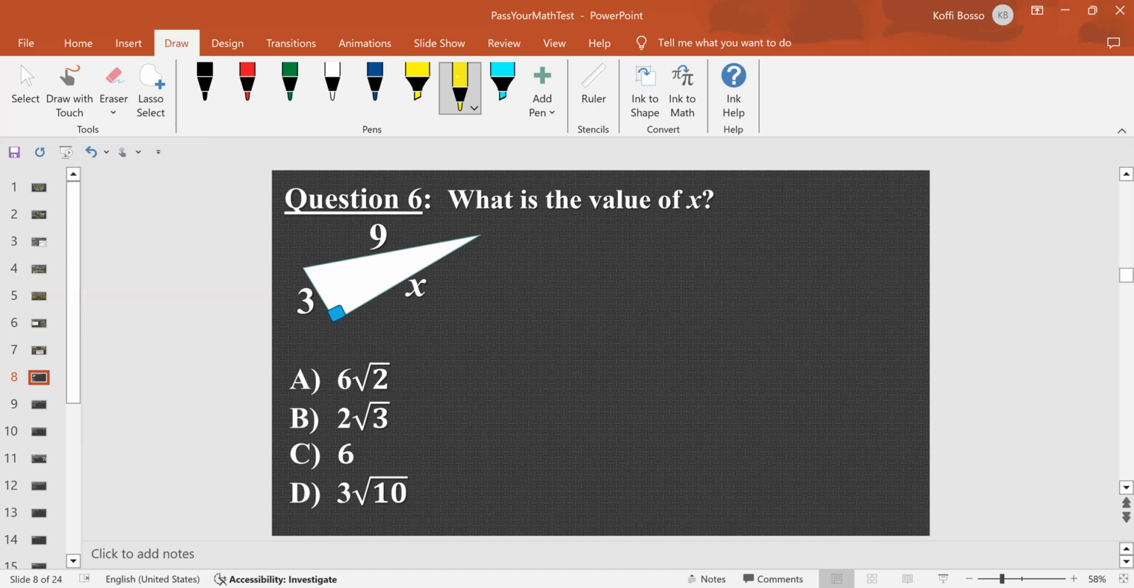So it's very important. Now, we have a right triangle. How will we know that it's a right triangle? Because of this little blue square here. We have a little blue square here, so we have a right triangle. And because we have a right triangle, we can use the Pythagorean theorem.